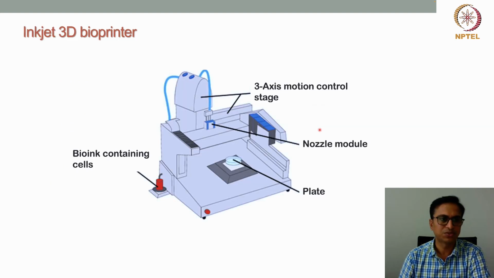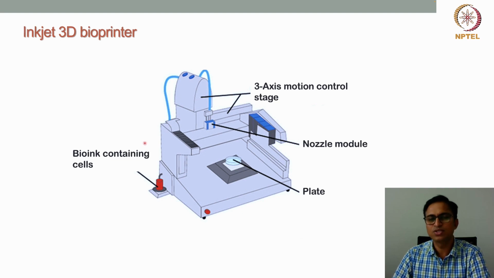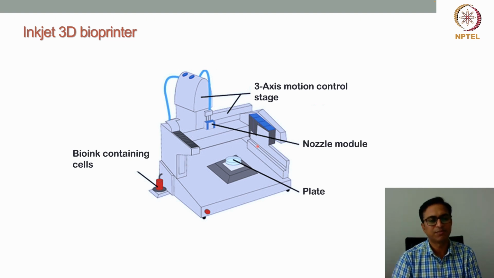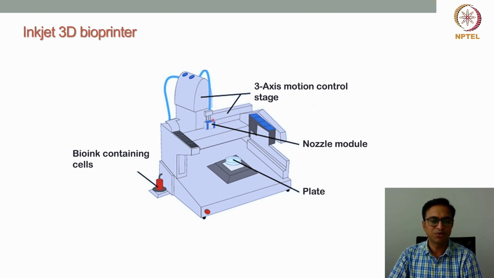Now this is a diagram of an inkjet 3D bioprinter. If you look closely, it looks very similar to your office printer, right? Our office printer also looks very similar to this. Of course, the office printer can be based on the inkjet principle or on laser, but an inkjet office printer will be similar to all this. But here there are a few differences.